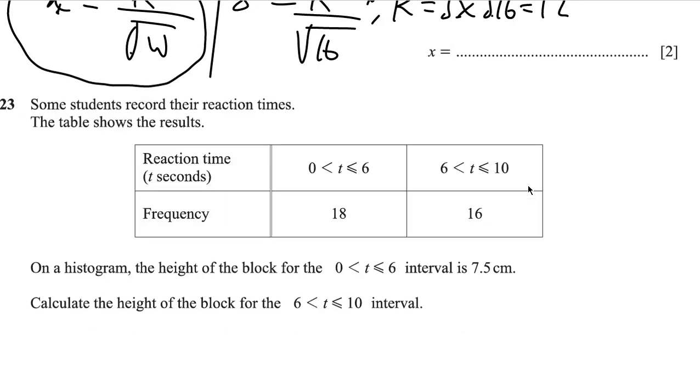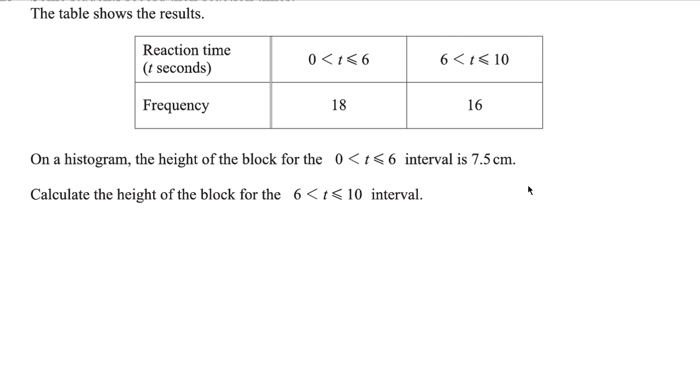Question 23 says, some students record their reaction times. The table shows the results: reaction time, frequency, 0 less than t less than or equal to 6, 6 less than t less than or equal to 10, and then the frequencies were given. It goes on to say that on a histogram, the height of the block for the 0 less than t less than or equal to 6 interval is 7.5. The question then says, calculate the height of the block for the 6 less than t less than or equal to 10 interval.